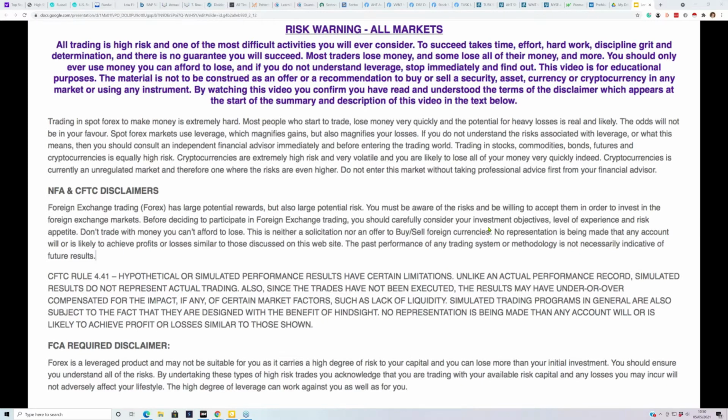Before we start, as always, can I just draw your attention to the disclaimer that I know you can see on your screen. As you know, trading can be a very risky business, so please don't use money that you cannot afford to lose.